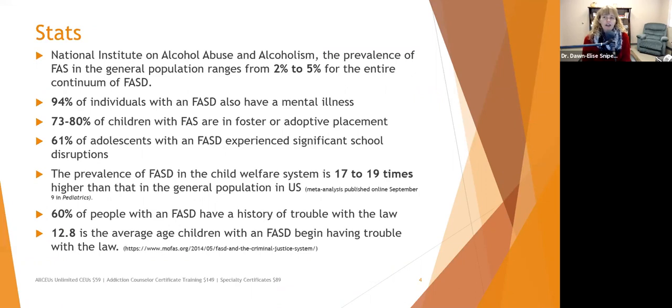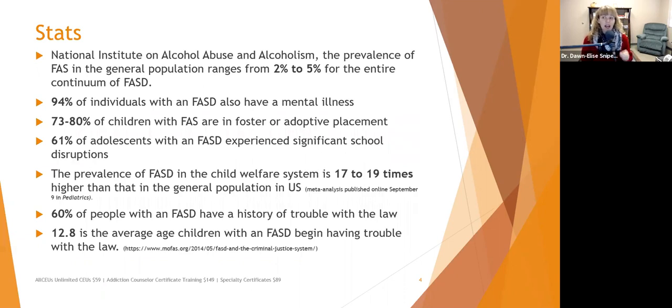The National Institute on Alcohol Abuse and Alcoholism says the prevalence of FAS in the general population ranges from 2 to 5% for the entire continuum of FASD. And we were talking right before this class started that we're finding that it's actually a lot higher than that now as we become more aware of FASD. So it's important to bear this in mind, because the chances are you're probably going to interact with people that have an FASD, either clients, or if you work in criminal justice, or if you're working in the school system, if you're a counselor in the school system or a teacher, you're going to encounter people with some level of fetal alcohol spectrum disorders.